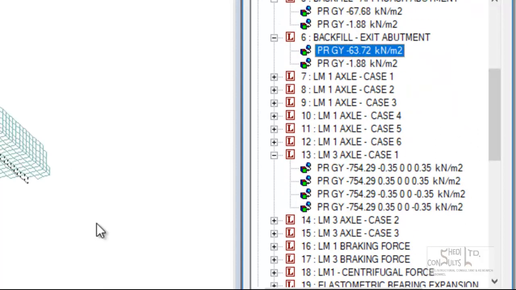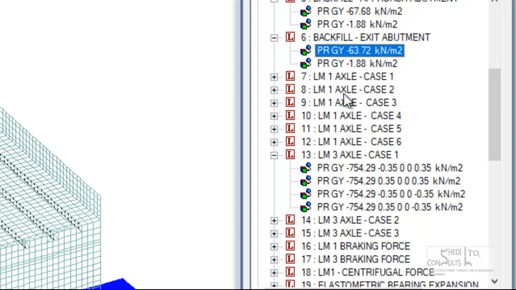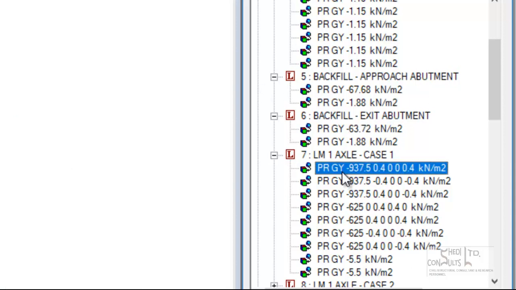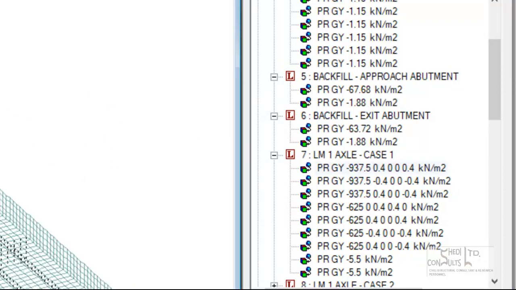Okay, so on that side, that's the exit abutment. This is LM1, load model 1. LM is load model; the code specifies the load models to use. So these are the derived load model loads. You have to cater for the vehicular load models for different scenarios.